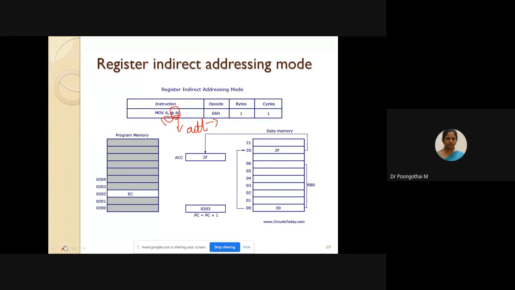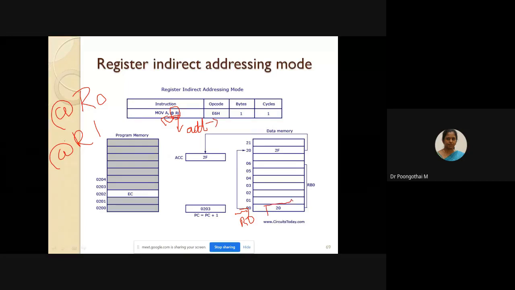So here your R0 is configured as a memory pointer. It only works with two registers, R0 and R1, not any other register. So your R0 holds the value 20. For example, according to this instruction example, MOV A, @R0. Just look at the R0 content. So this is your R0 register. What is the value inside R0? That is 20, which means we are trying to access the data available at 20. That is the meaning.